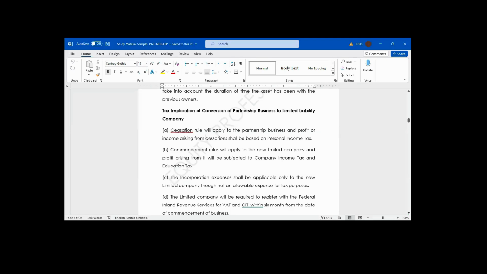After ABC and Co have been converted to ABC Limited, the profit that arises in their first year, we are going to apply commencement rule to it. And the profit will be subjected to company income tax and education tax, because they are no more a partnership business. They are now a limited company. They will not be paying personal income tax again.